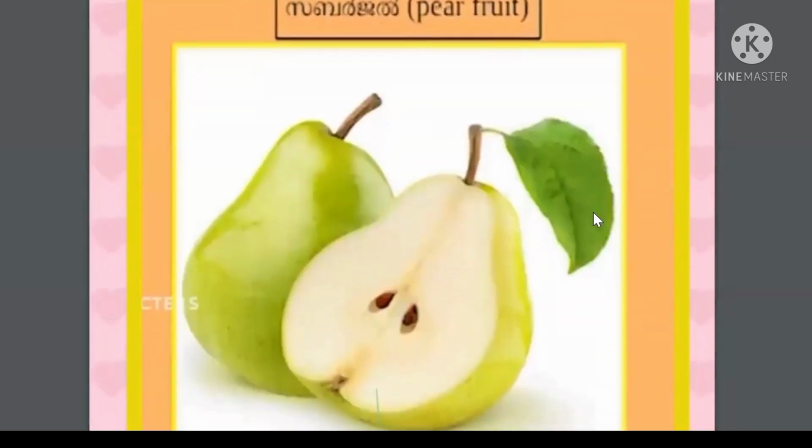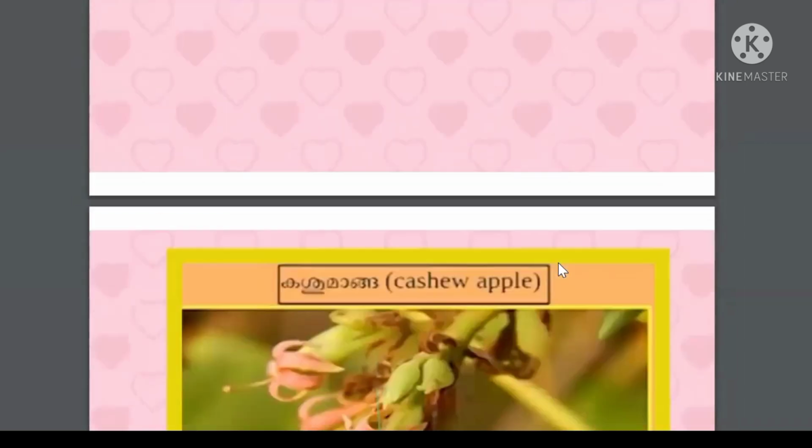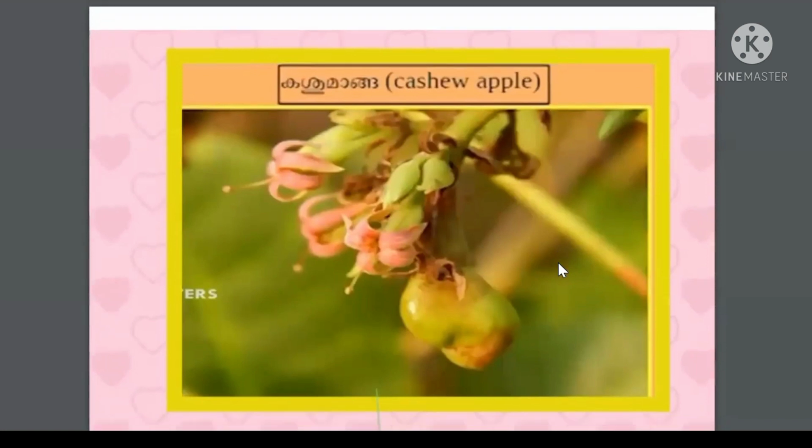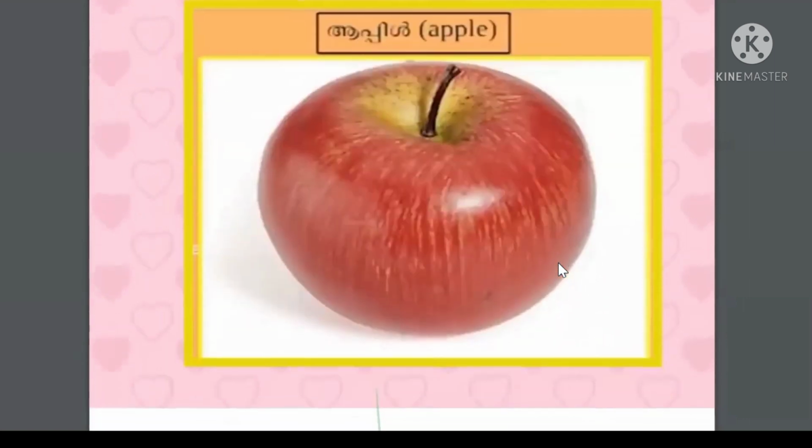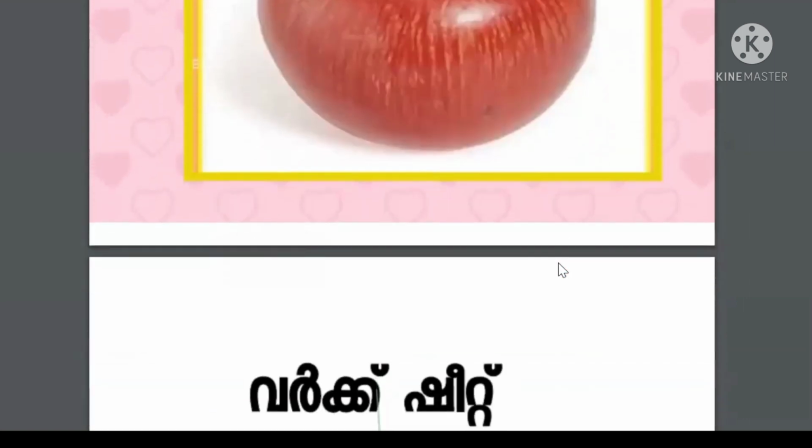Now, have you seen this pear fruit? What type of fruit? True or false fruit? Yes, you are right. False fruit, because it's like our apple. Okay. Now, what about cashew apple? Is it a true fruit or false fruit? Yes, right. False fruit. So, apple and cashew apple and pear fruit, etc. are examples of false fruit.